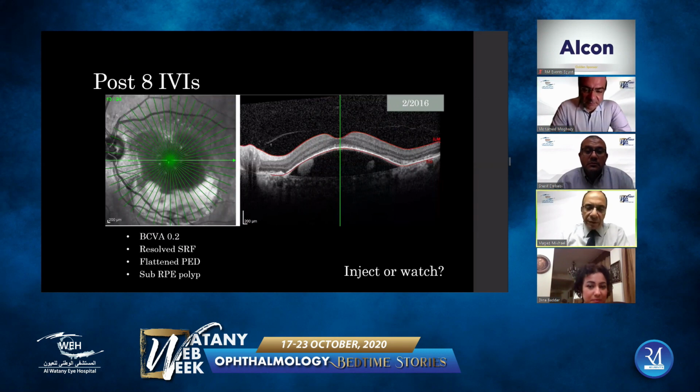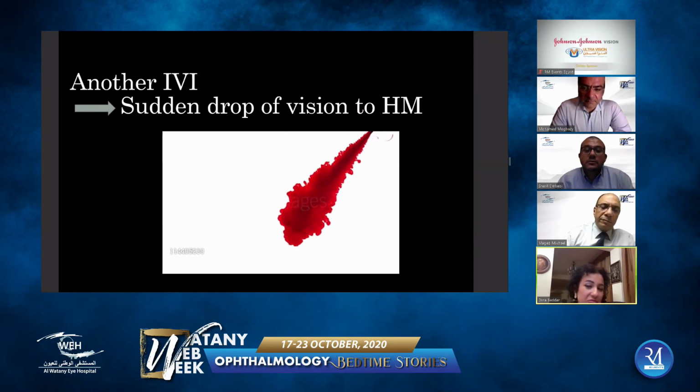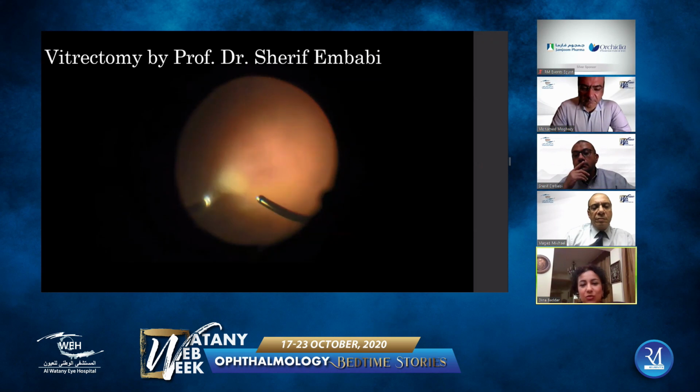And yes, okay. Good. But the patient did receive another injection, and she came in with a sudden drop of vision. She went down to hand motion. So we did the B scan, the retina's in place, the patient has vitreous hemorrhage and thickened choroid. Her treating physician at that point decided to go for conservative treatment for 6 more weeks until it was no longer possible.